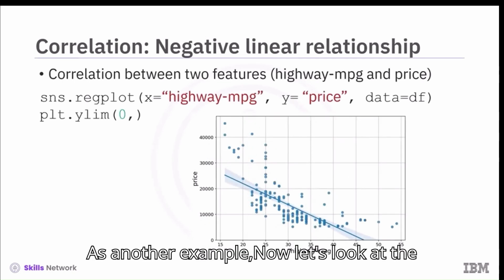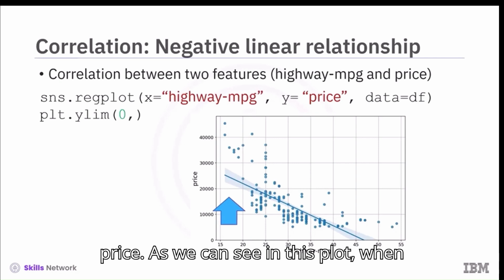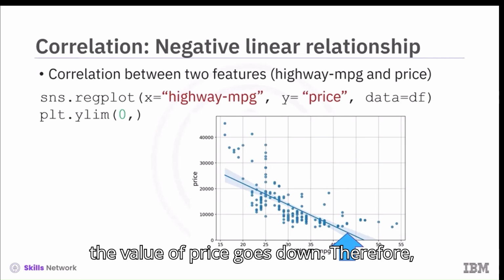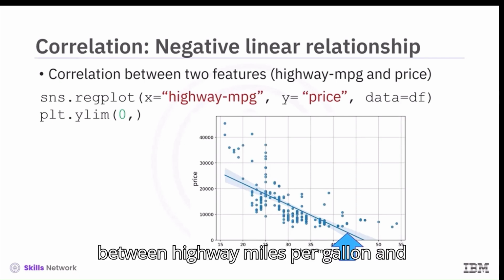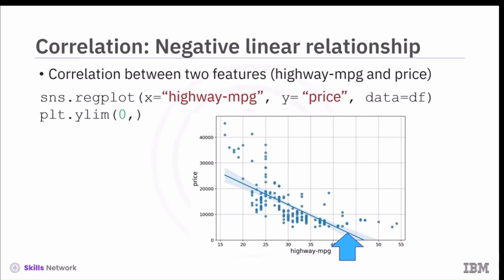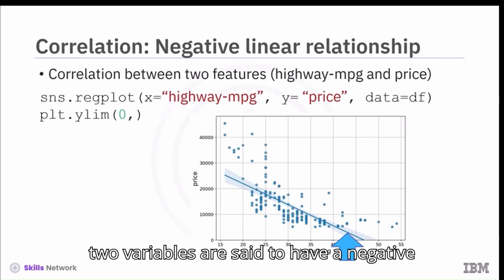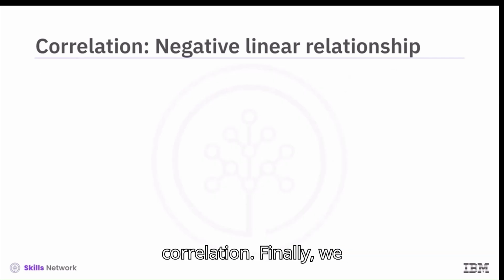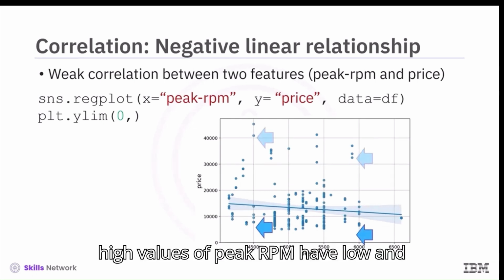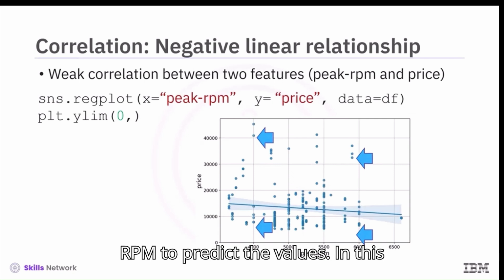As another example, now let's look at the relationship between highway miles per gallon to see its impact on the car price. As we can see in this plot, when highway miles per gallon value goes up, the value of price goes down. Therefore, there is a negative linear relationship between highway miles per gallon and price. Although this relationship is negative, the slope of the line is steep, which means that the highway miles per gallon is still a good predictor of price. These two variables are said to have a negative correlation. Finally, we have an example of a weak correlation. For example, both low peak RPM and high values of peak RPM have low and high prices. Therefore, we cannot use RPM to predict the values.